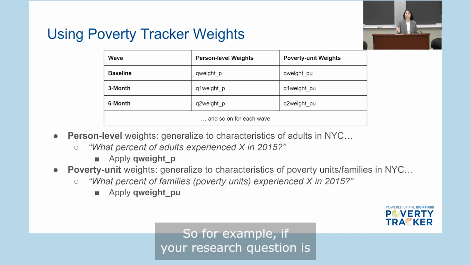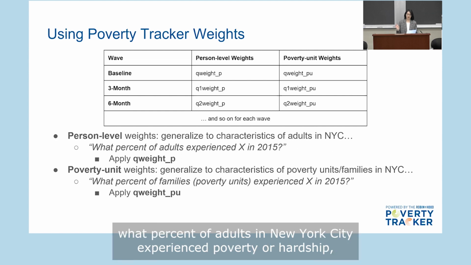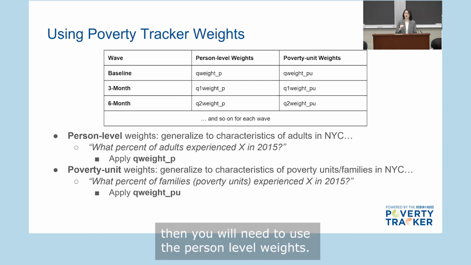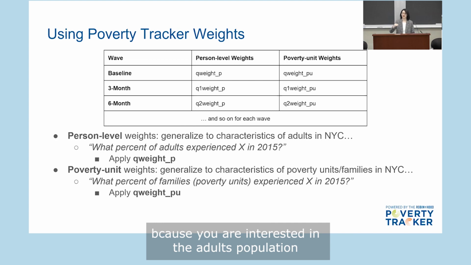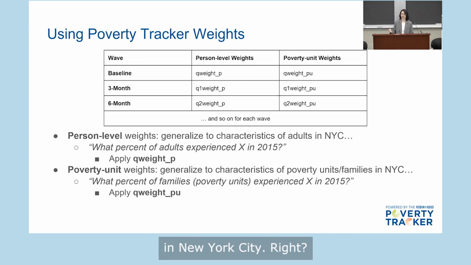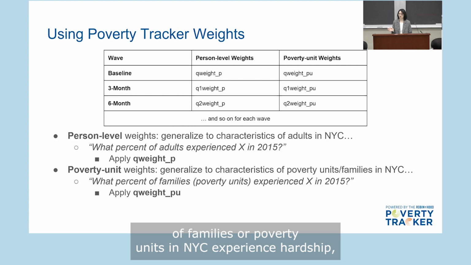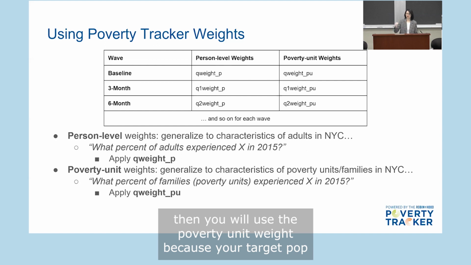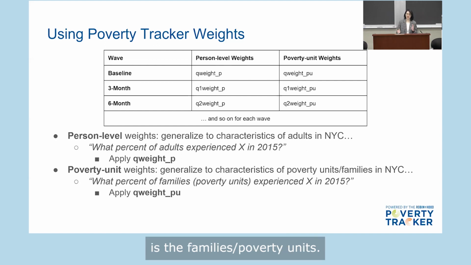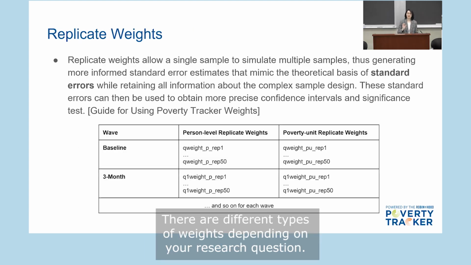So for example, if your research question is what percent of adults in New York City experience poverty or hardship, then you will need to use the person level weights, Q weight P, because you are interested in the adult population, the individuals in New York City, right? But if your research question is more about what percentage of families or poverty units in New York City experience hardship, then you will use the poverty unit weight, because your target population is the families or poverty units instead of the individuals. So there are different types of weights depending on your research question.